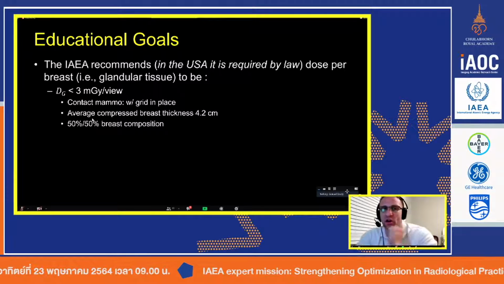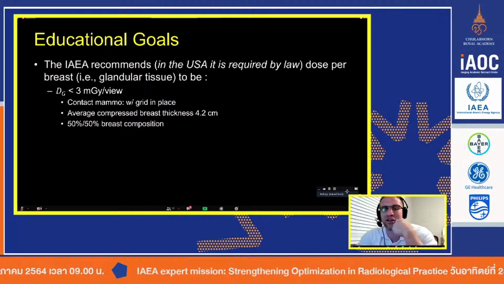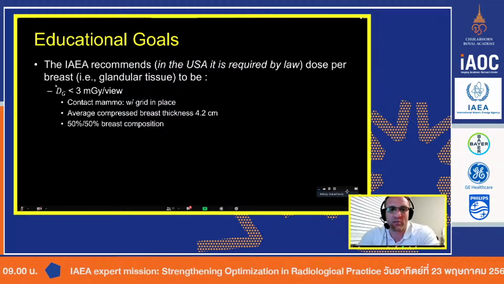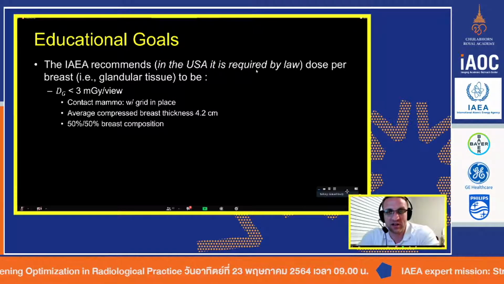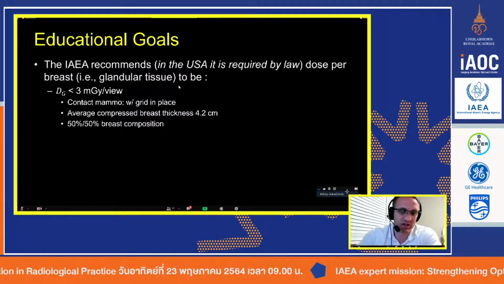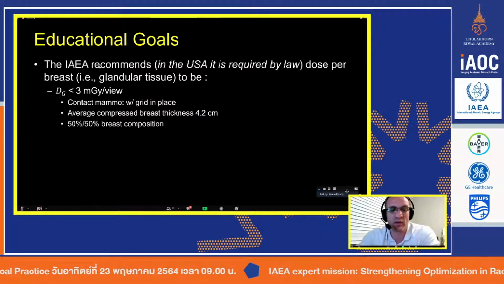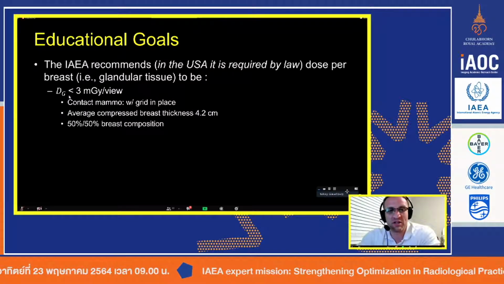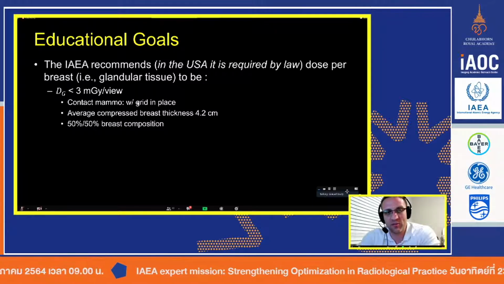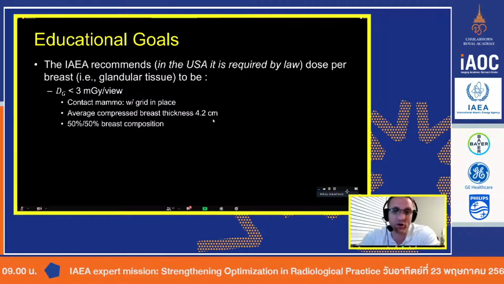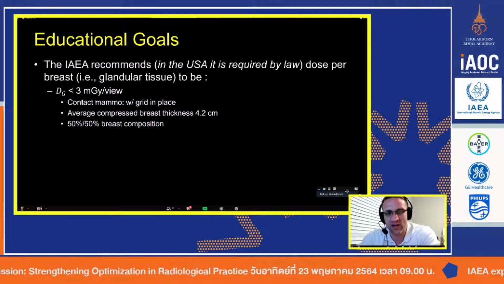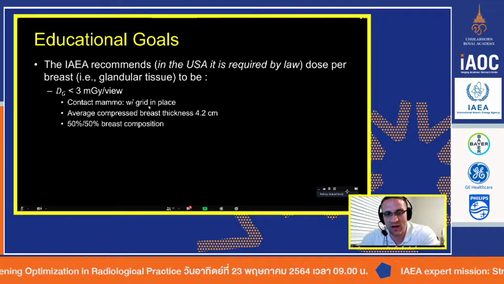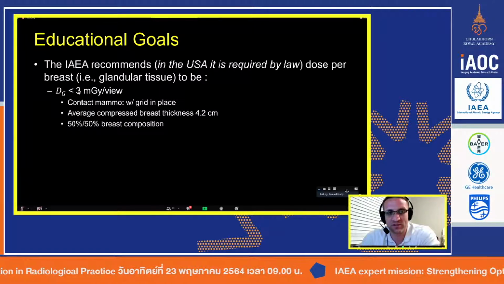So let's talk dose reduction in general. What are the recommendations? The IAEA recommends that all mean glandular doses are less than 3 milligray per view. In the US, it's actually mandated by law. So I just assume that Thailand probably follows the IAEA recommendations. So what does that mean for our standard imaging? Contact mammo with grid in place, assuming a 4.2 centimeter thick breast with a 50-50 breast composition. That is the standard breast model. And if you have that breast model, that should be less than 3 milligray.